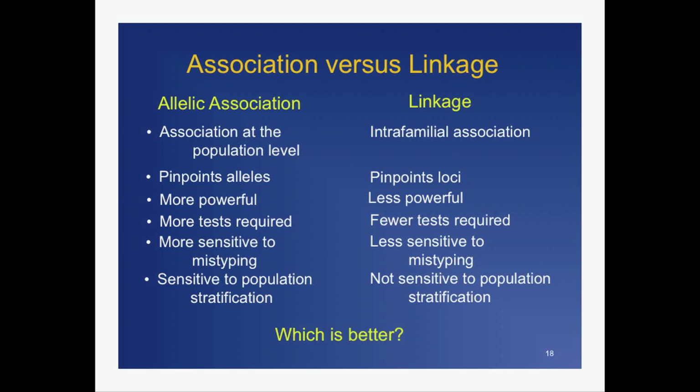Association is much more sensitive to mistyping. You can't do much about it. Whereas in the case of linkage it is less, and you can also check the typing to see if you've got Mendelian segregation. Allelic association is very sensitive to population stratification. Linkage is not. So which do you do?